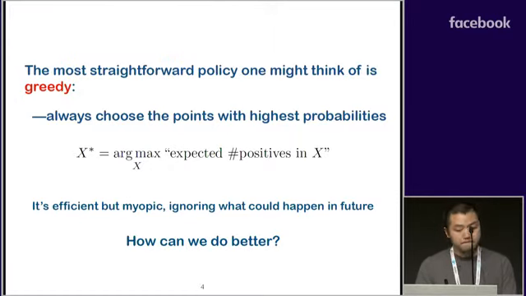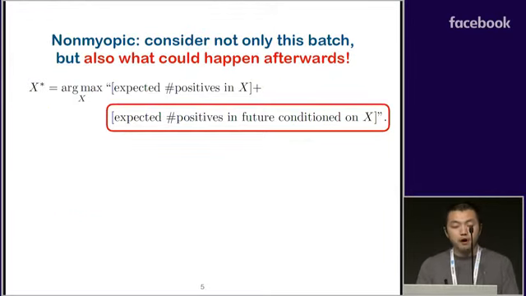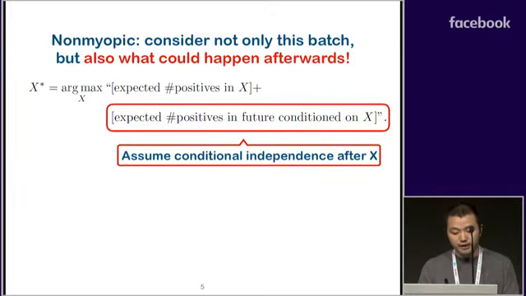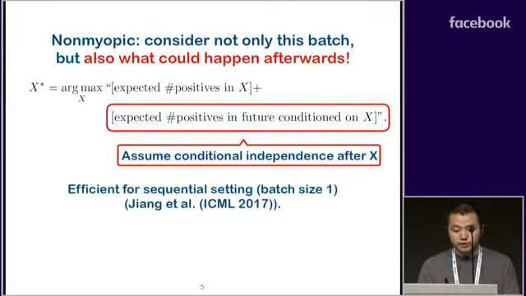How can we do better? We propose non-myopic batch policies. That is, we consider not only how much we get from this batch, but also the expected future reward if we choose this batch now. However, this policy is computationally intractable, since we have to recursively simulate a search tree of size exponential in the remaining budget. We adapt an idea developed in our previous work and compute an approximate expectation by assuming conditional independence after this batch. This is efficient in the sequential setting.